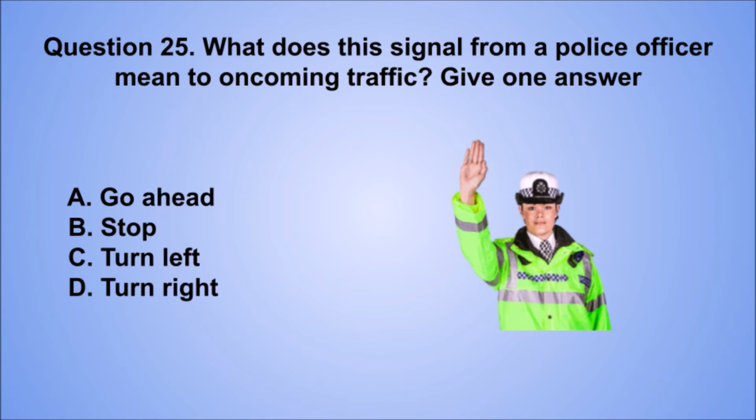Question 25. What does this signal from a police officer mean to oncoming traffic? Give one answer. A. Go ahead. B. Stop. C. Turn left. D. Turn right. The correct answer is B.